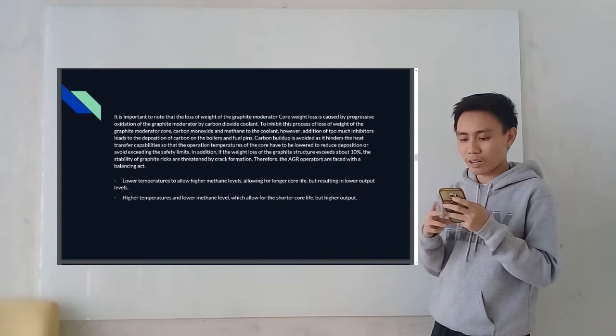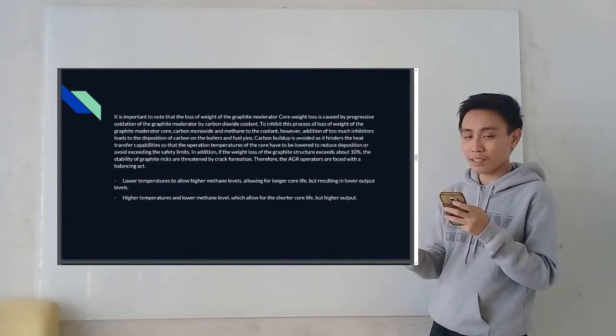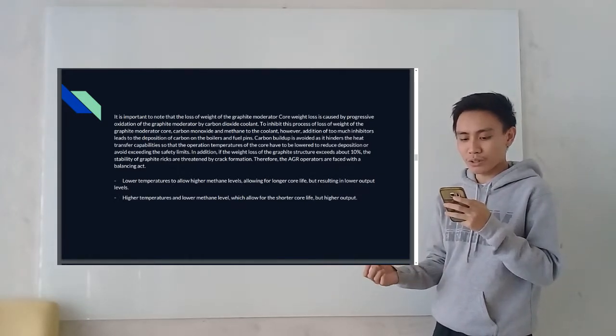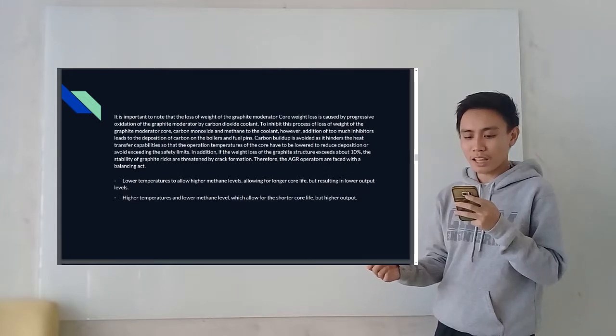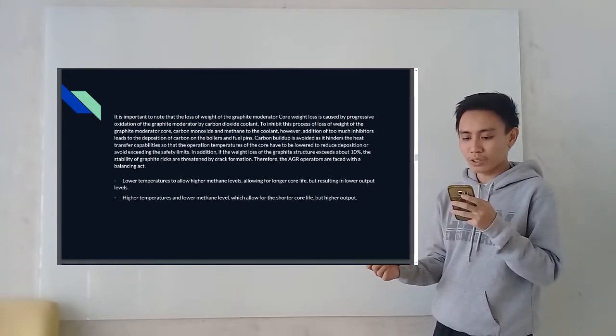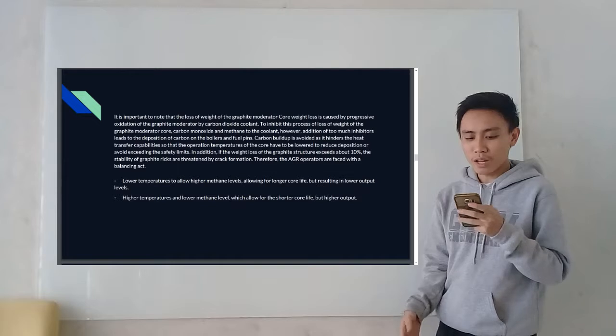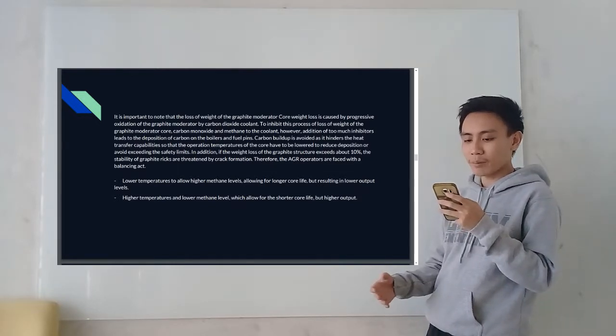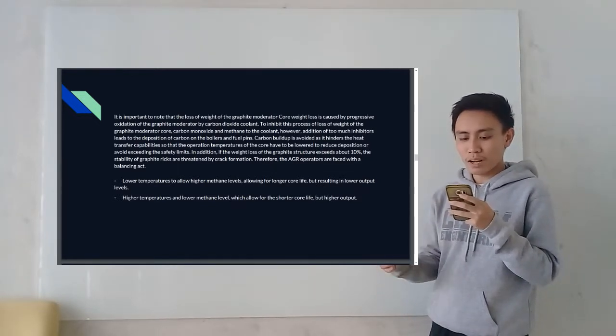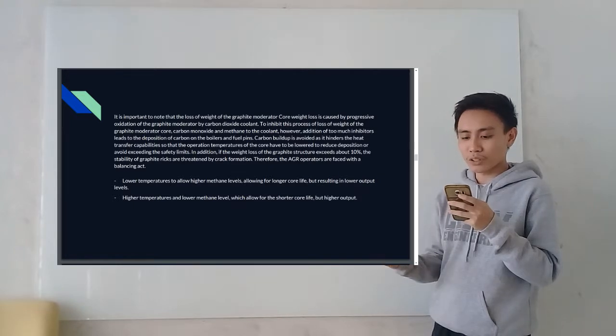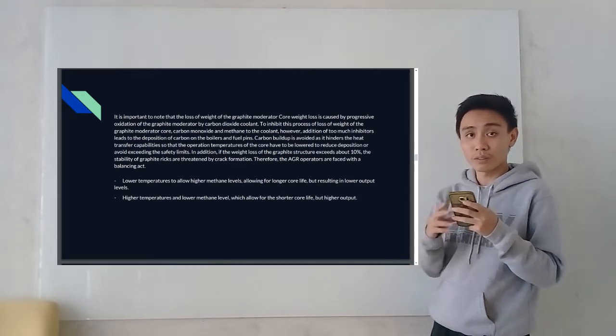Therefore, AGR operators are faced with a balancing act: lower temperatures allow high methane levels, allowing for longer core life but resulting in lower energy output, and this must be balanced against high temperatures and low methane levels, which allow for shorter core life but higher energy output.